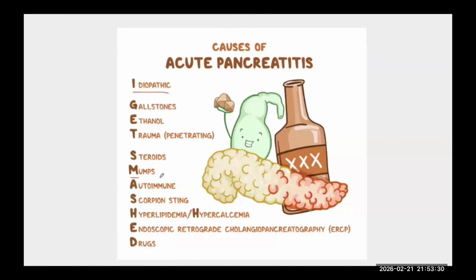Steroids, viral infections such as mumps, autoimmune conditions, scorpion stings, hyperlipidemia, and hypercalcemia. Now, it's very important to remember that it's hypercalcemia. Calcium in nature activates a lot of enzymes, thus it can predispose to pancreatitis. Now, why did I say it's very important to remember that it's hyper? Because hyper is a cause, however, hypocalcemia is a complication.